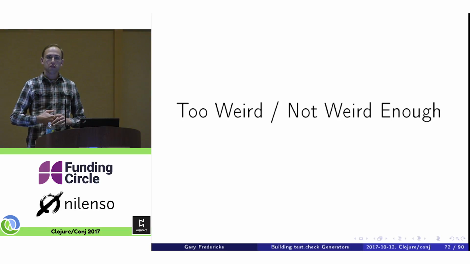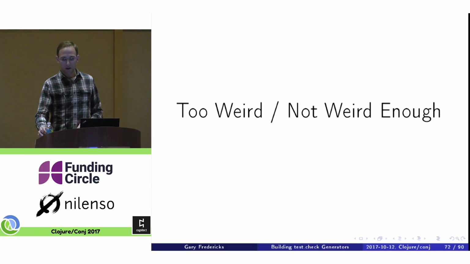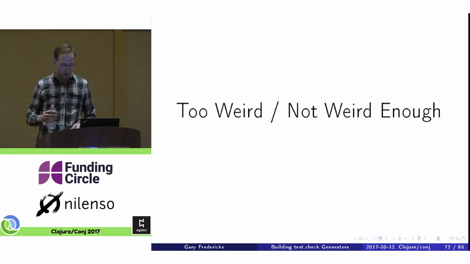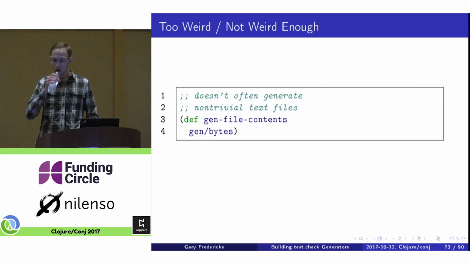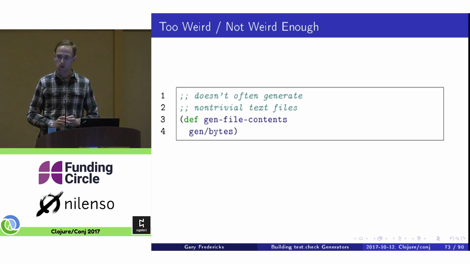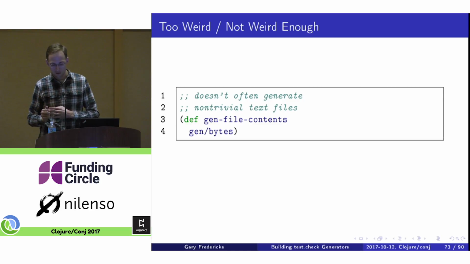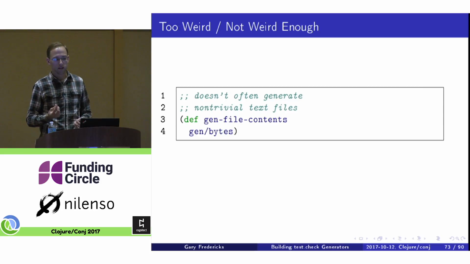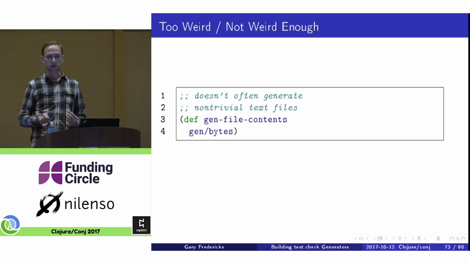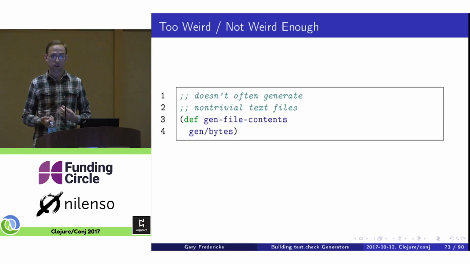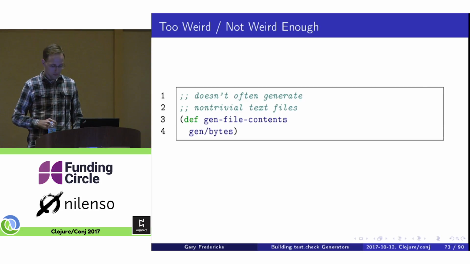So another category of things that you might have opinions about with respect to your generator is that the stuff it generates is too weird, or it's not weird enough, or some other variant of this. One example is our file contents generator from earlier, where we were just generating random bytes. If you're testing a file syncing service, then you might suspect that there might be special handling around text files. And so you want to make sure that you're testing text files. But a random byte generator, once it's generating big things, is highly unlikely to generate any valid text files.